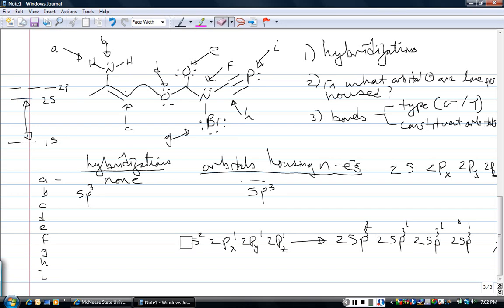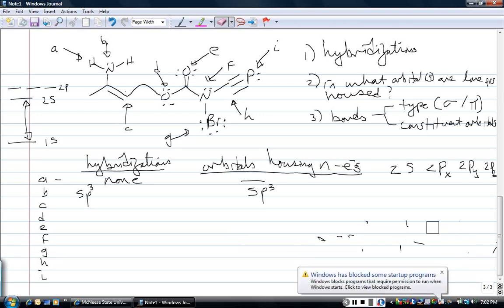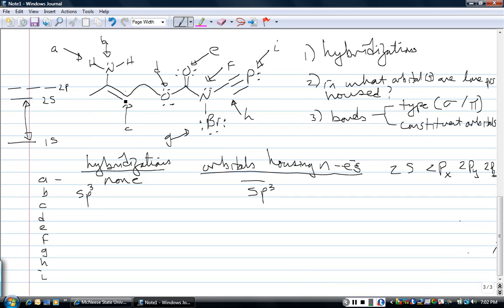What about atom number 3? Atom number 3 is a carbon, and I'm going to ask the question, how many pi bonds is the carbon forming? The answer is 1, which means I must dedicate one of these p orbitals to form a pi bond, so I can go ahead and mix the remaining 2 with the s. So that's going to be sp2 hybridized. It has no lone pairs, so this question doesn't apply to us.